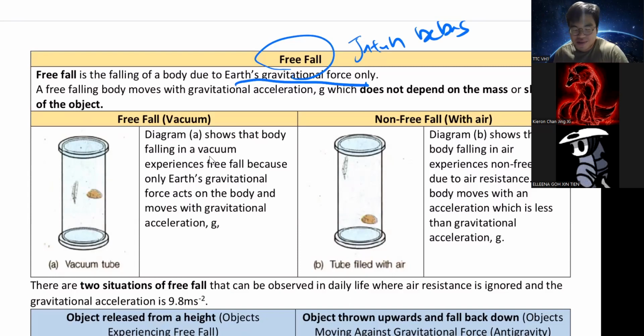Right. So free fall only happens in a vacuum.